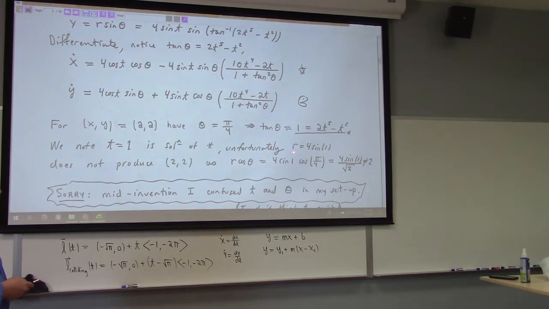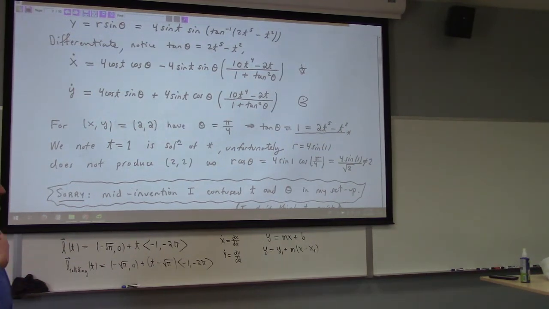Unfortunately, that makes r equal to 4 sine 1, which does not produce 2, 2, because r cosine theta is then 4 sine 1 times cosine pi over 4, which is 4 sine 1 over root 2, which is not equal to 2, which is what it should be. See, I figured out what it is. Mid-invention, I confused the t and the theta. I was thinking that because theta was pi over 4, I would plug that pi over 4 into sine, and then that would make the root 2 over root 2 be 4 over 2 be 2. So this was the confusion which made the problem horrible.